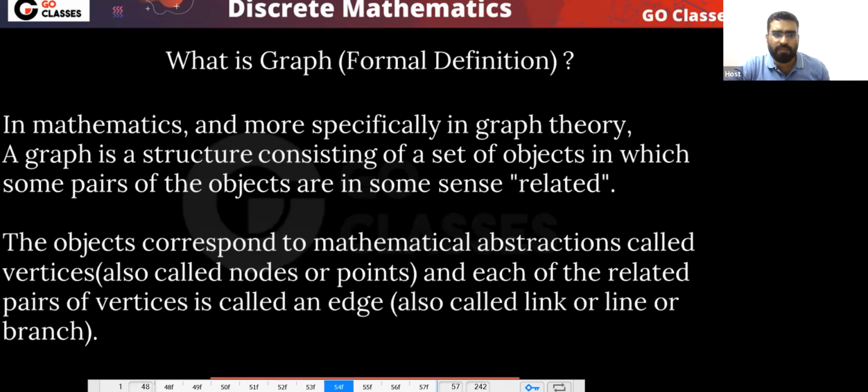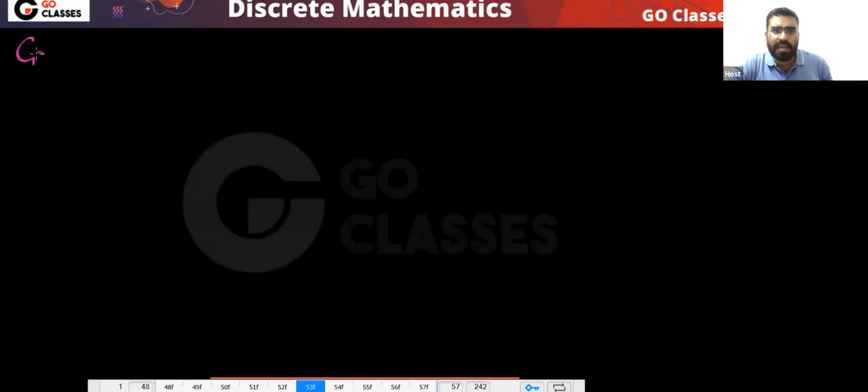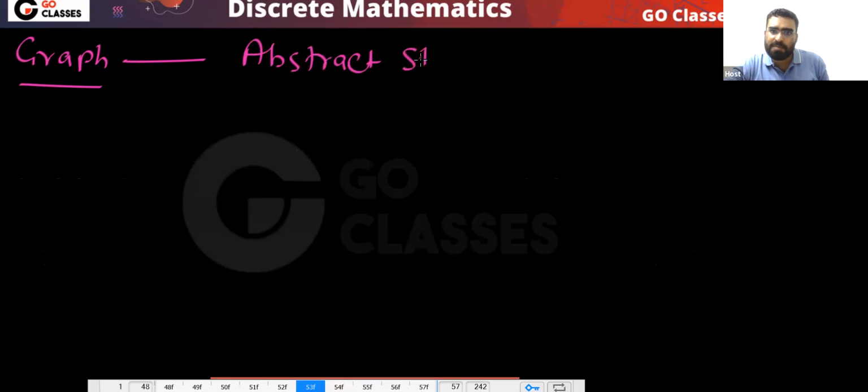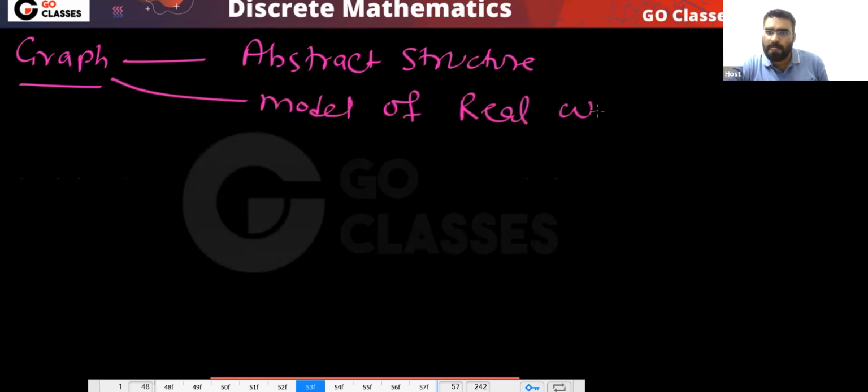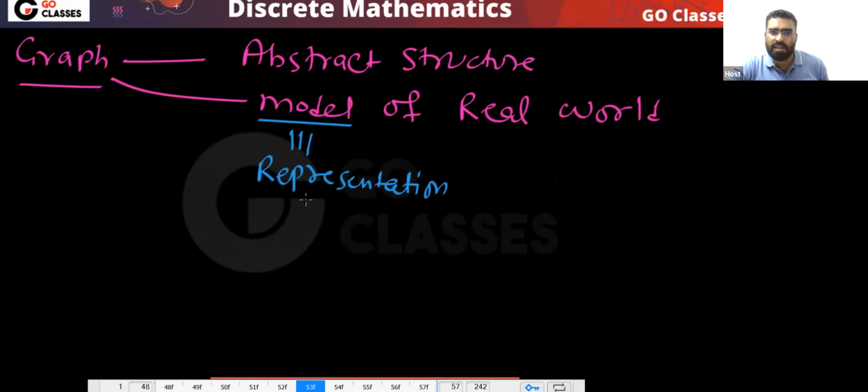In graph theory, remember one thing: a graph is an abstract structure. If you notice, this graph is an abstract structure, correct or not? This graph is a model of the real world. Model means representation. So I can say this graph is a representation of the real world.